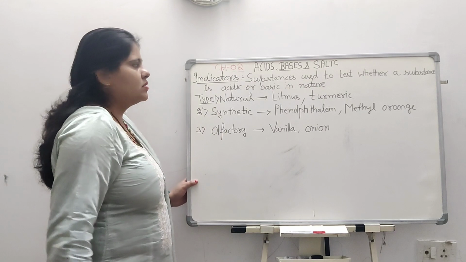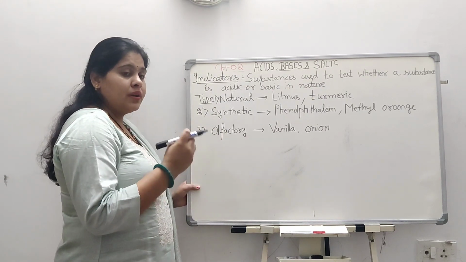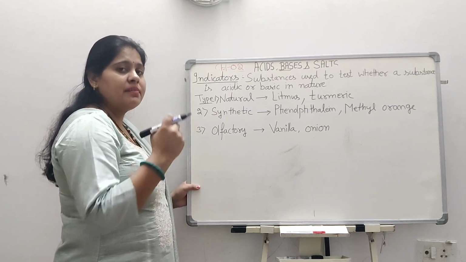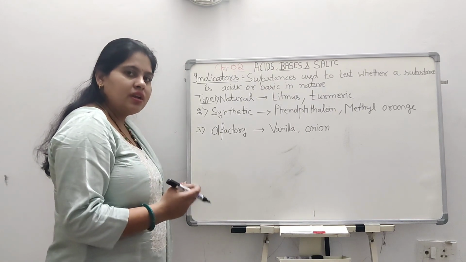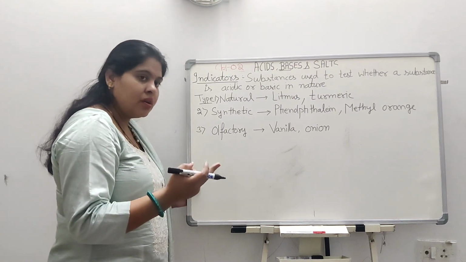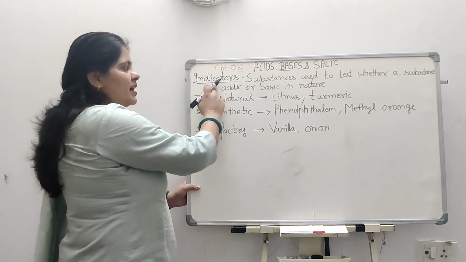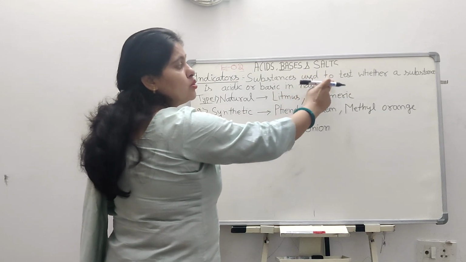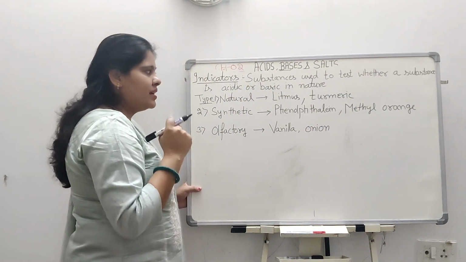Now indicators. What are the indicators? Till now we have learnt about what are acids and bases. So अब हम एसिडिक एंड बेसिक सब्सटेंस को डिस्टिंग्विश कैसे करेंगे? तो उनको डिस्टिंग्विश करने के लिए कुछ सब्सटेंसेस होते हैं, उन सब्सटेंसेस को हम इंडिकेटर्स बोलते हैं. So indicators. What are the indicators? These are the substances used to test whether a substance is acidic or basic in nature.